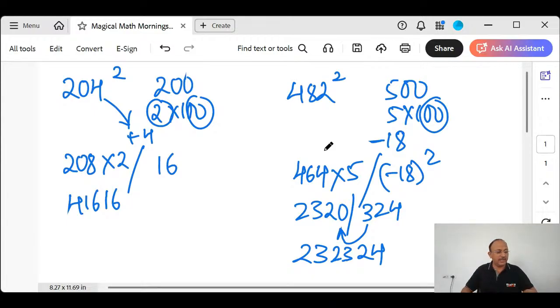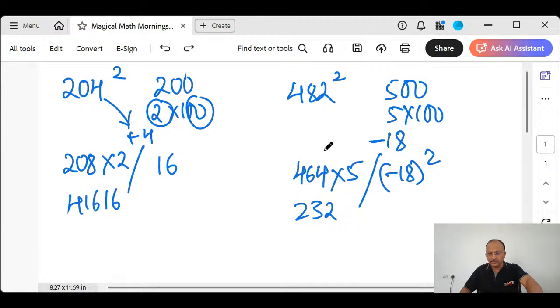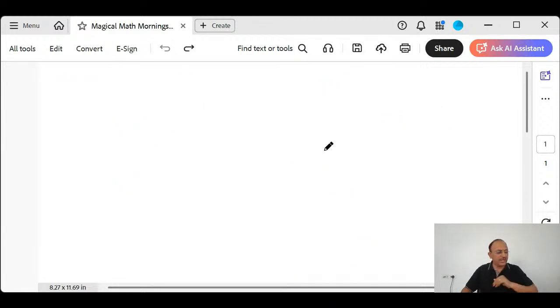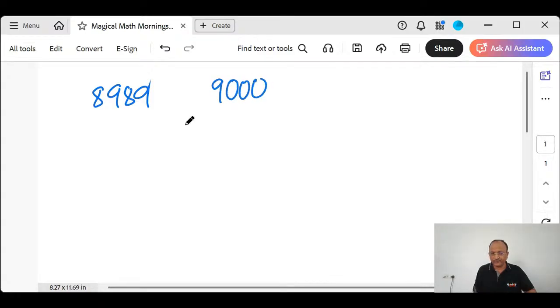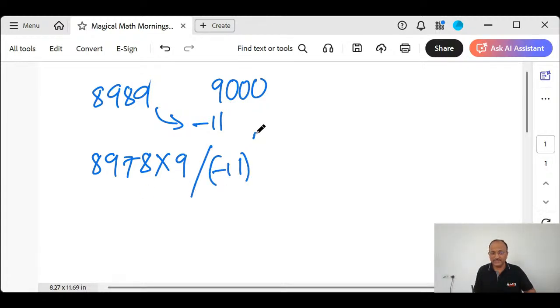Shall I give one bigger number? Okay. Let's take one number which may be bigger, like 8989. So what is the closest number? It is 9000. First write the deviation. 9000 is deviating from this by minus 11. So we'll write 8989 minus 11, that is 8978, into what? 9 into 1000. Correct? Into 9 we'll do. Then the right hand side is minus 11 square.